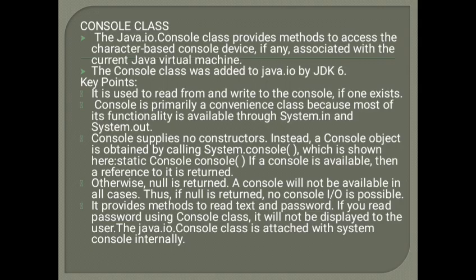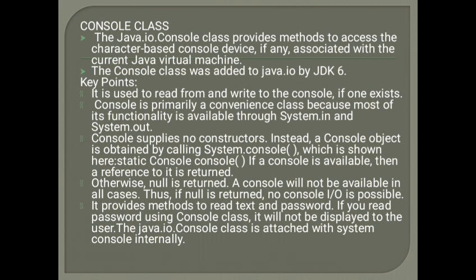Next, console class. The Java IO Console class provides methods to access the character-based console device, if any, associated with the current Java virtual machine. The Console class was added to java.io by JDK 6. Okay. The main key point is that it is used to read from and write to the console, if one exists. Console is primarily a convenience class because most of its functionality is available through System.in and System.out.